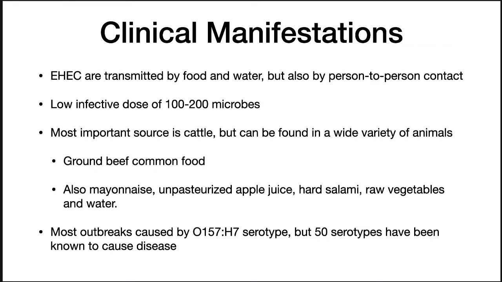Clinical manifestations of the disease are the following. EHEC is transmitted by food and water, but also by person-to-person contact. It has a very low infective dose of only 100 to 200 microbes. The most important source is cattle, but it can be found in a wide variety of animals. Contamination of ground beef is common. Also, mayonnaise, unpasteurized apple juice, hard salami, raw vegetables, and water have been sources of this illness. Most outbreaks are caused by the O157:H7 serotype, but 50 serotypes have been known to cause the disease.